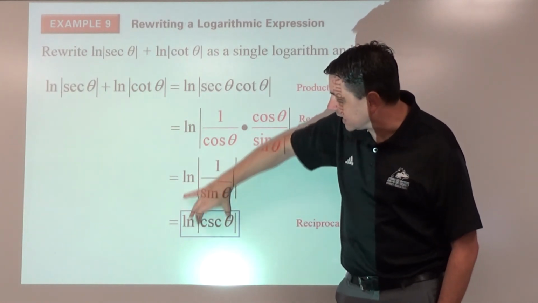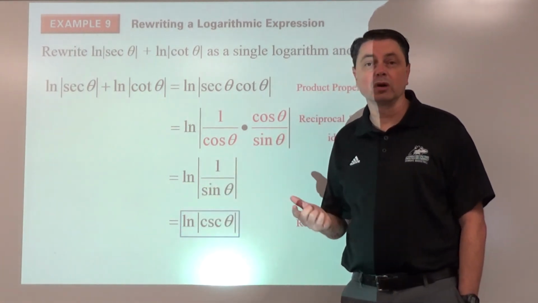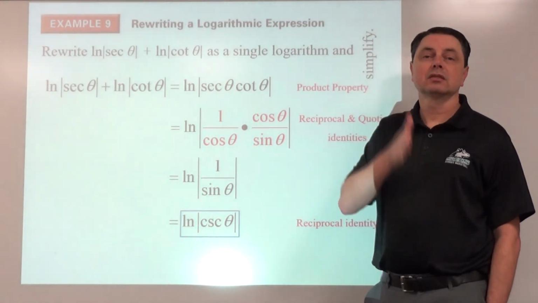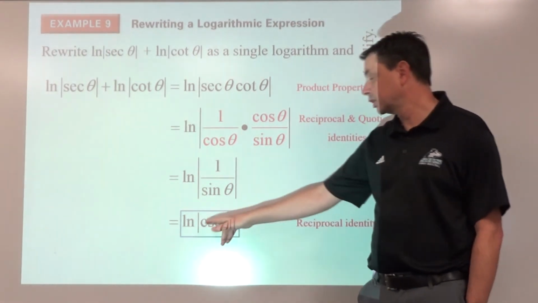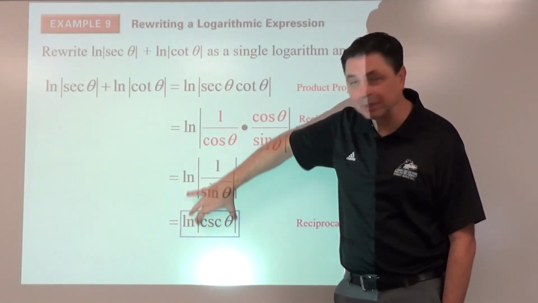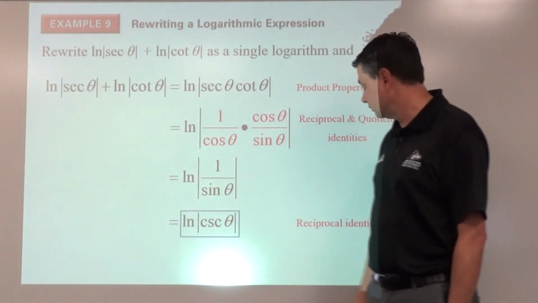Why would we need the absolute value? Remember, we're only allowed to take the natural log or other logs of quantities that are positive. Cosecant theta is not always positive. So to force it to be positive, here's where we need the absolute value.